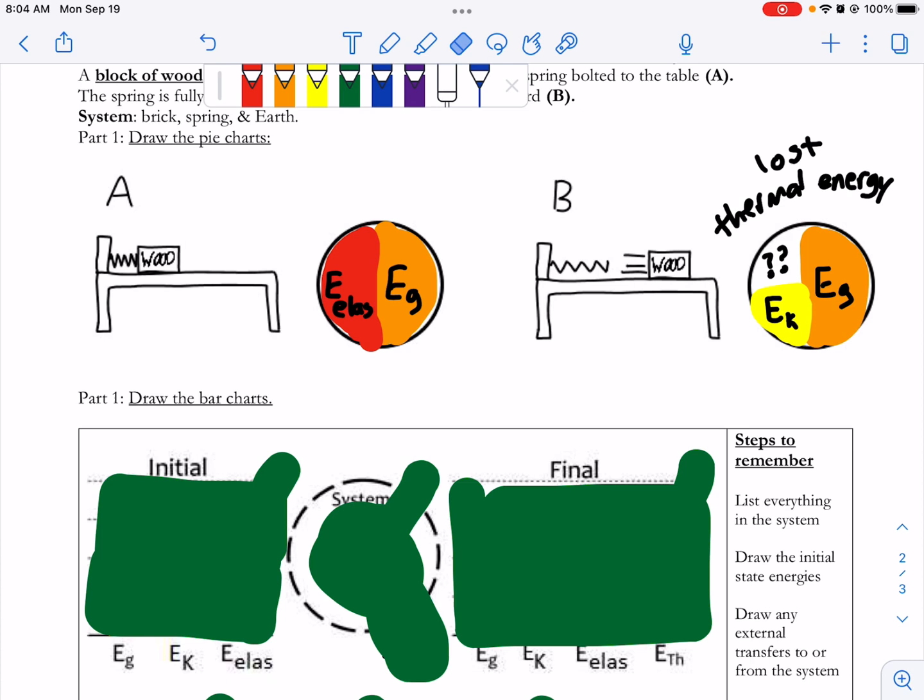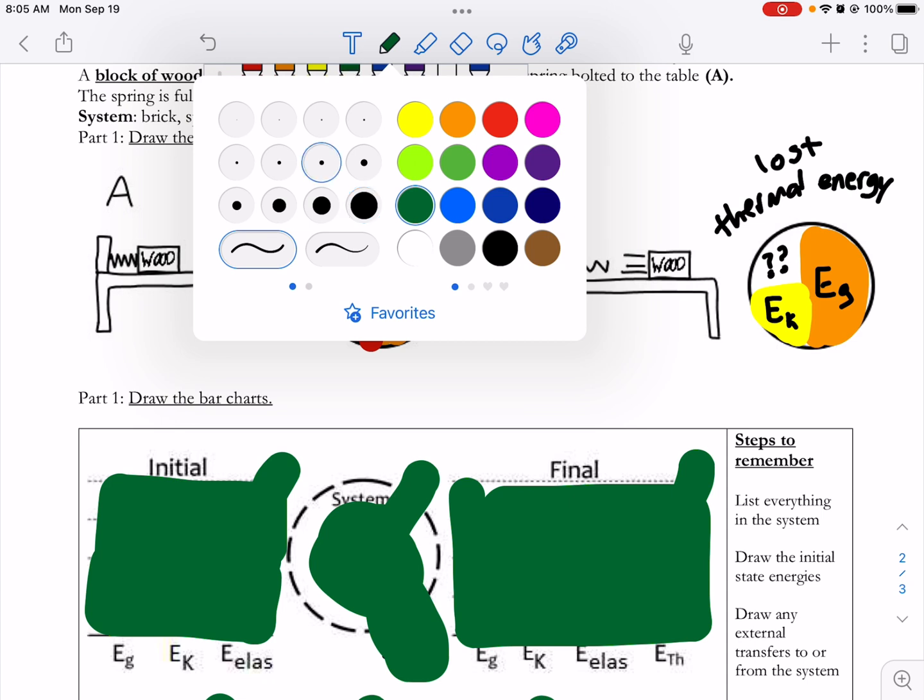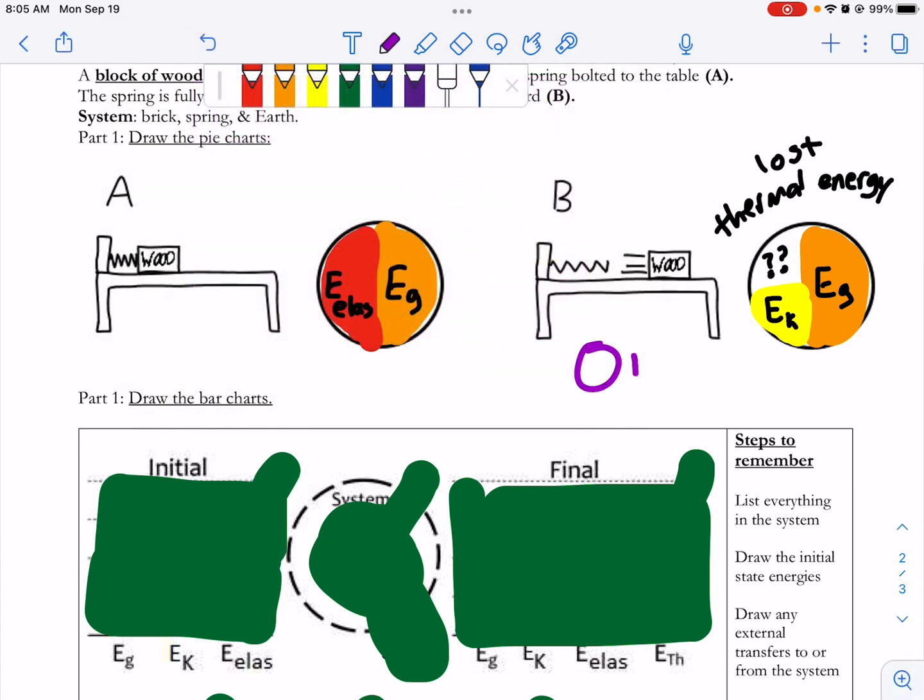This is where pie charts have a problem. If we're losing energy, we really can't use pie charts in a, what do you call this? An open system. Let me get an actual reasonable writing utensil here, how about purple? This is an open system, okay? This is one in which a pie chart doesn't work. And so this is why we're using bar charts now.